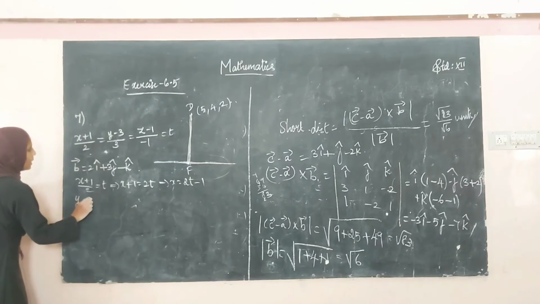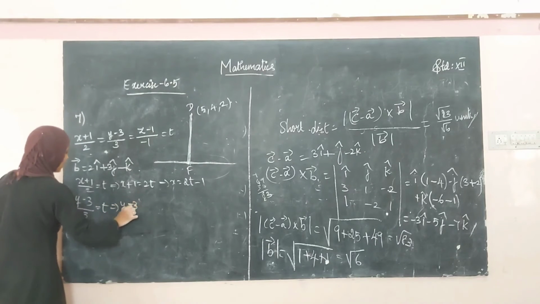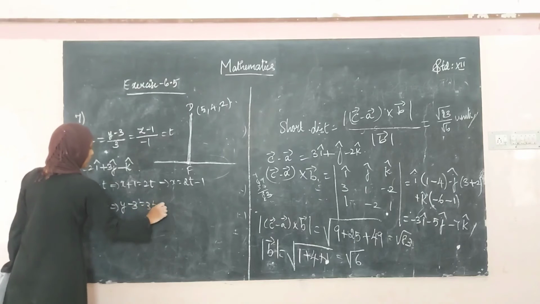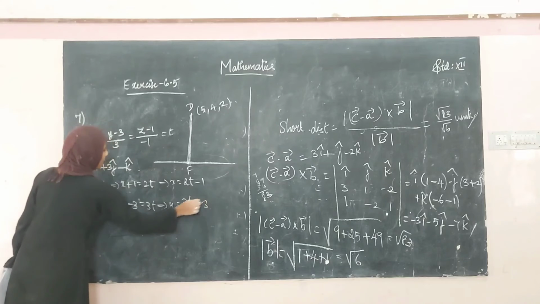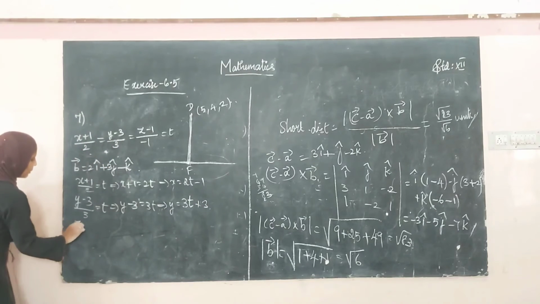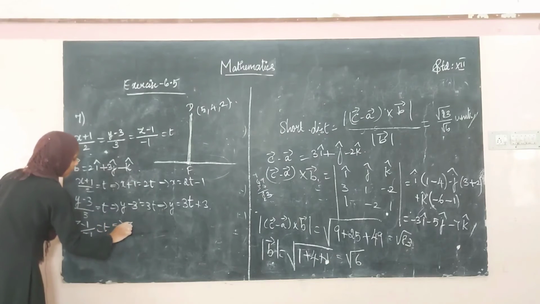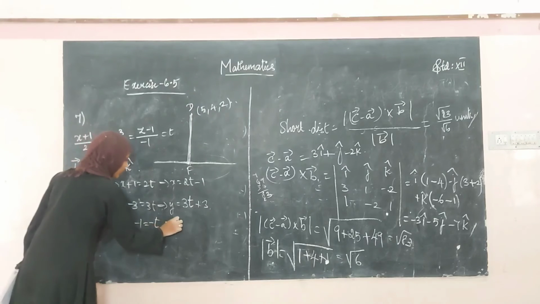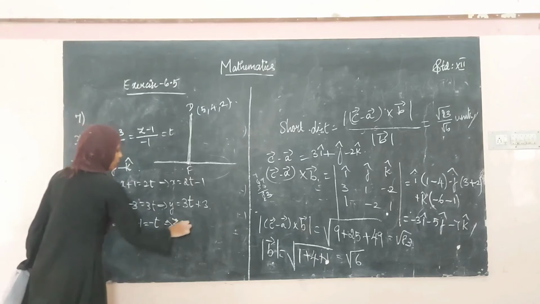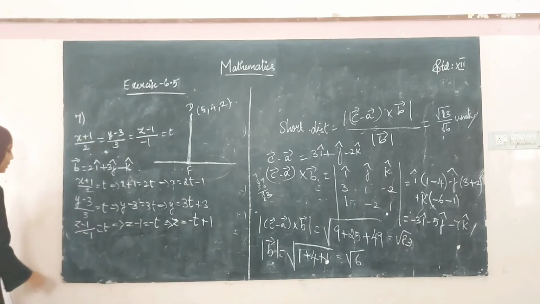Again, (y minus 3) divided by 3 is equal to t, that is y minus 3 is equal to 3t, that is y is equal to 3t plus 3. And again, (z minus 1) divided by minus 1 is equal to t, that is z minus 1 is equal to minus t, from this we are getting z is equal to minus t plus 1.